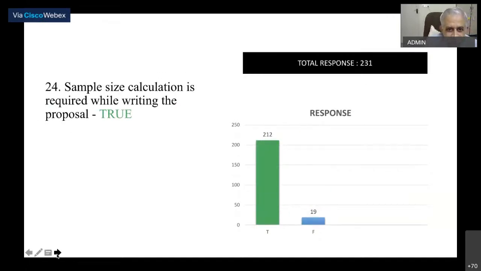Sample size calculation is required while writing the proposal. The majority of people got it correct, so we are not going to the discussion. All of you are sure that it should be done, but still some 19 people have got it wrong. So it has to be done while writing your proposal, because you cannot change your proposal later. You have to give it correctly. Next.